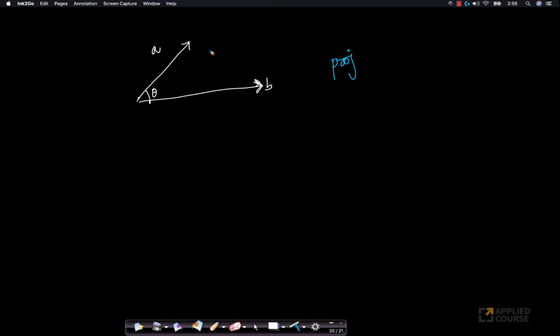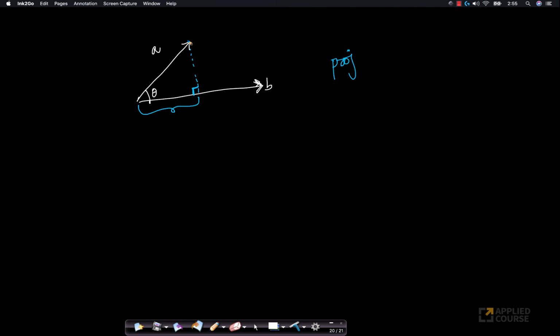So if I draw a perpendicular line here, remember that this line is perpendicular to B. If I draw this line, I get this length. Now, what is this length if you think about it? I have this vector A and vector B. This could be in 2D, 3D, 10D, 100D, doesn't matter. If you know the basics of trigonometry, what is this going to be?